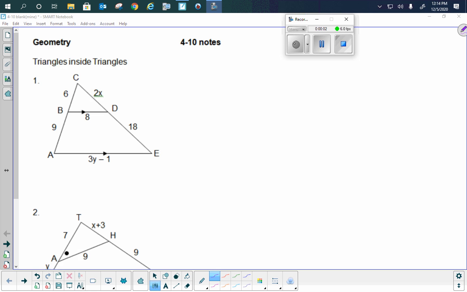All right, for 4.10 notes, we're looking at triangles inside triangles. So let's do a review problem so that we can relate it to the little bit tougher problems with the triangles inside triangles that we will do today for these notes. Okay, so here's the first thing I want you to do, always for triangles inside triangles.